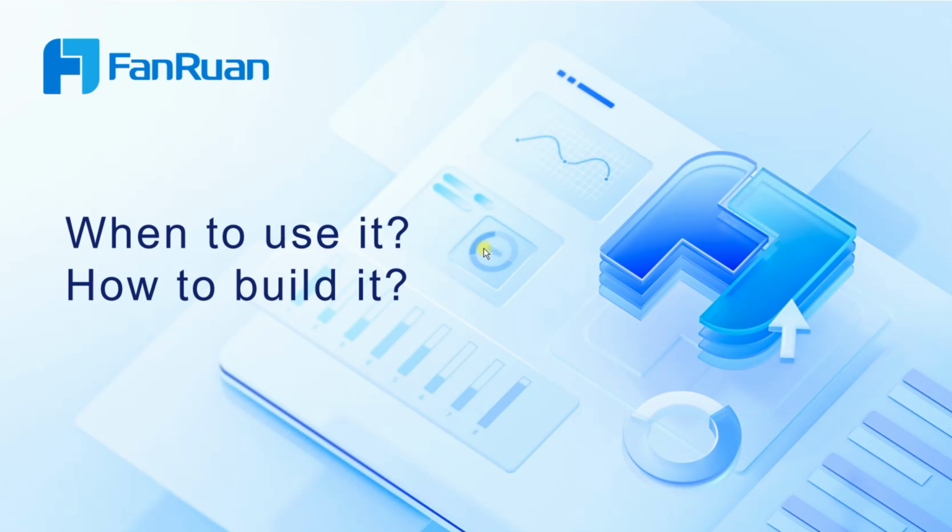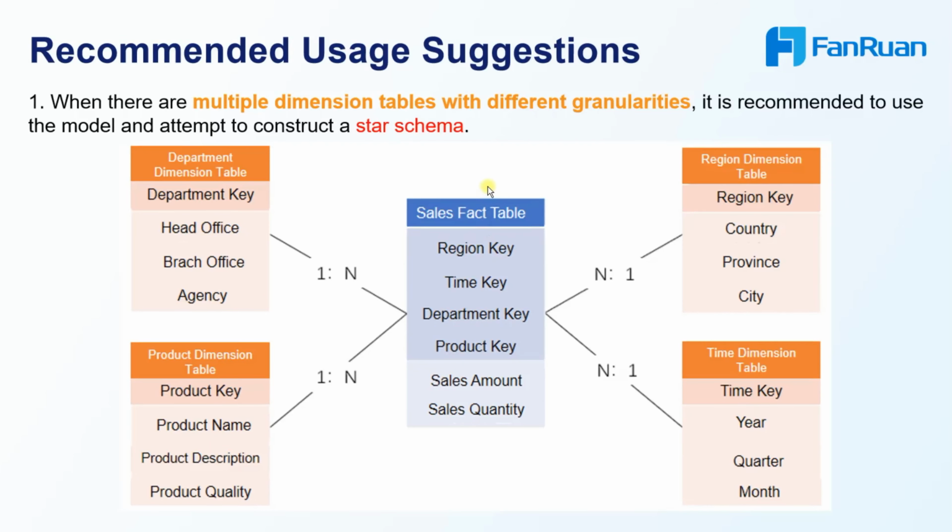Right, let's take it one by one. Because, in fact, there are various kinds of model structures, so here we've listed a few recommendations from us as official guidelines. When facing similar scenarios, we can realize when to use a model and what kind of model structure we should establish. Our first recommendation is that when there are multiple dimension tables with different granularities, we recommend using models and trying to construct something called a new model.